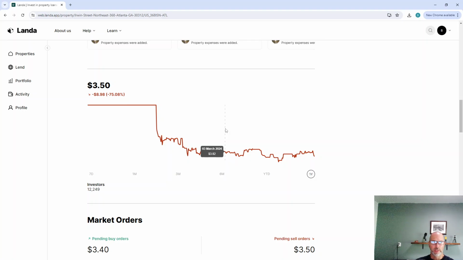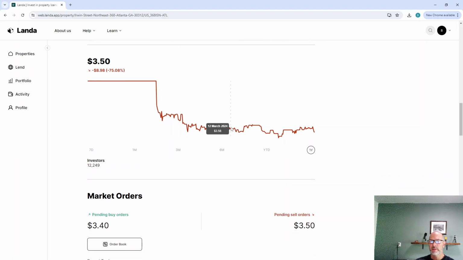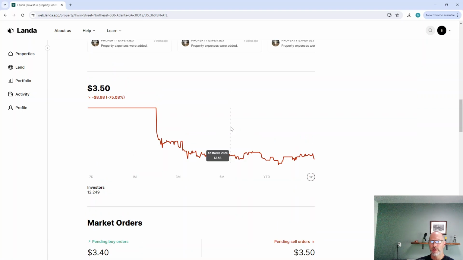with typical real estate, the value doesn't adjust until you sell the property. That's when you actually recognize your losses or your gains. With Landa, you're dealing with emotional parties who are trying to buy and sell this property more like the stock market as opposed to real estate. And that leads to, if there's something wrong with the property, emotional reactions. So what I've seen with this property is the property has struggled with occupancy.